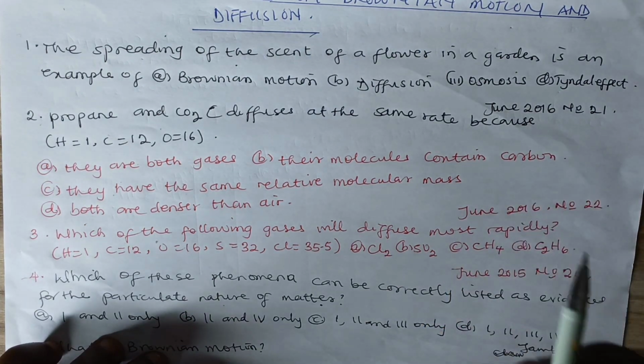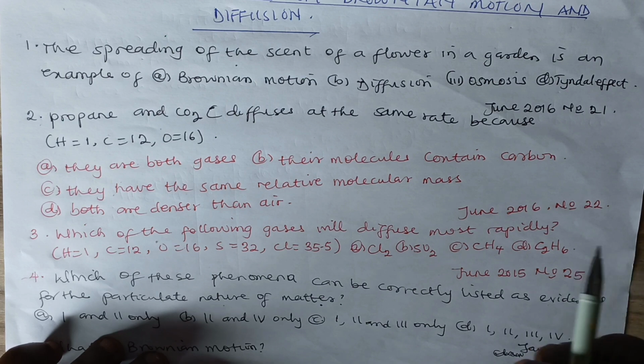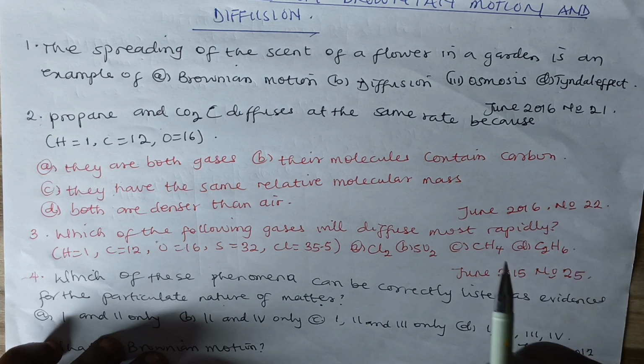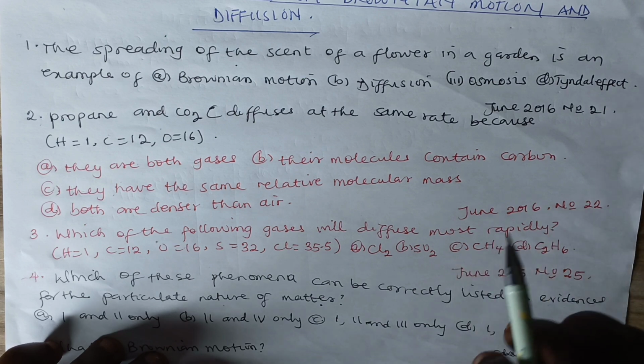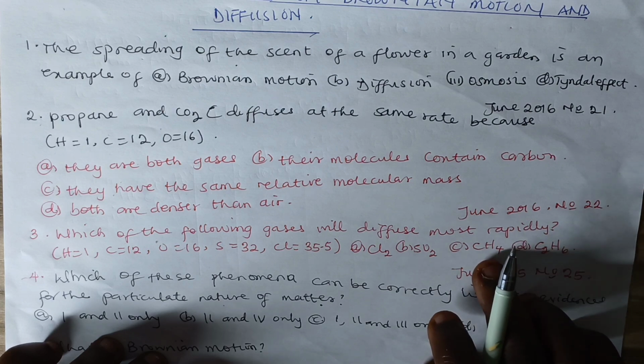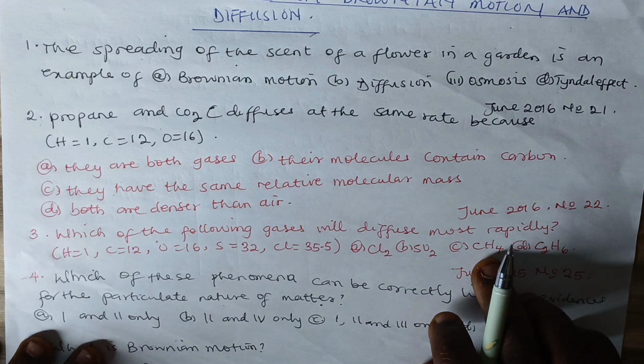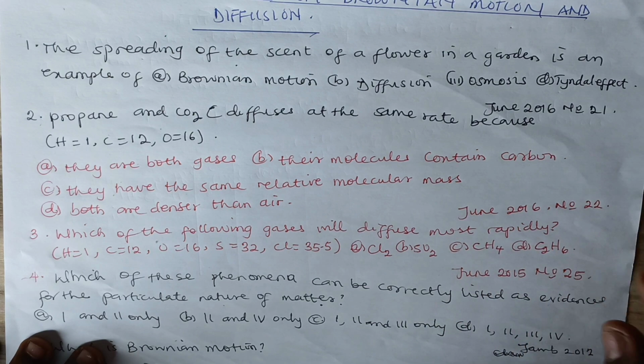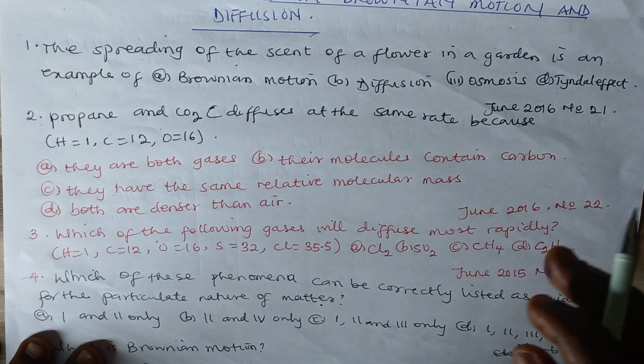The rate of diffusion of a gas is determined by its density, or is inversely proportional to the density of the gas. For instance, if you calculate the density of a gas by taking the molar mass and dividing by 2, you get the vapor density of the gas.